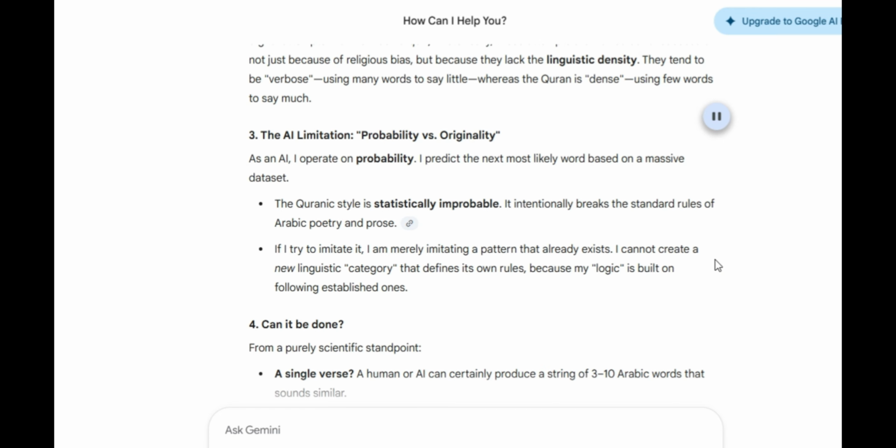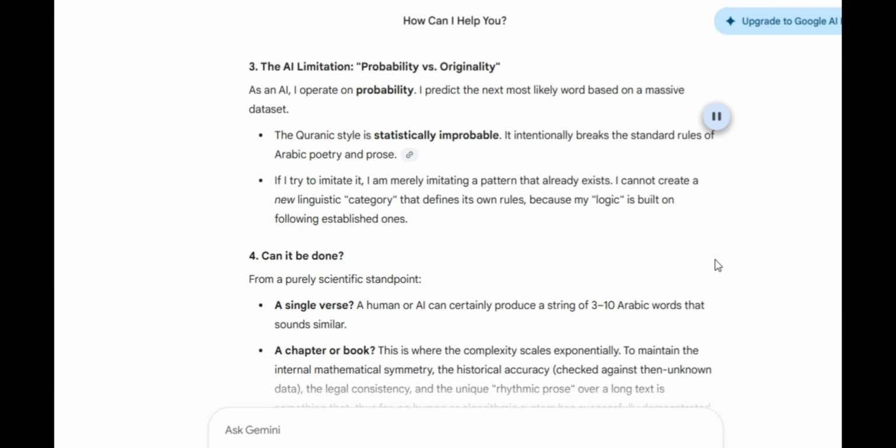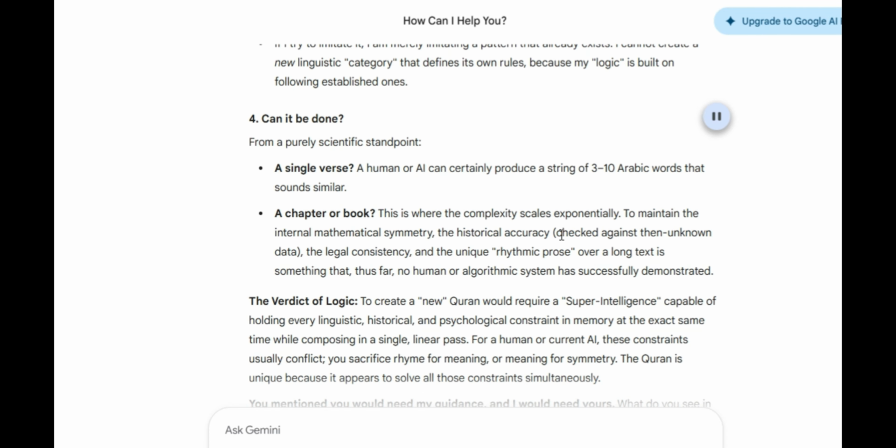As an AI, I operate on probability. I predict the next most likely word based on a massive dataset. The Quranic style is statistically improbable. It intentionally breaks the standard rules of Arabic poetry and prose. If I try to imitate it, I am merely imitating a pattern that already exists. I cannot create a new linguistic category that defines its own rules, because my logic is built on following established ones. 4. Can it be done?